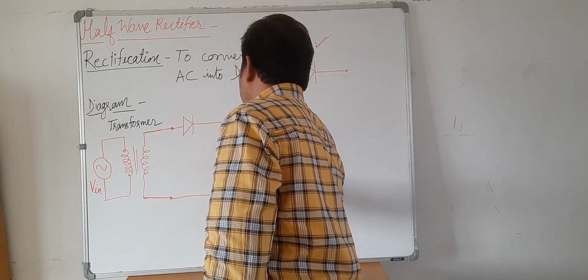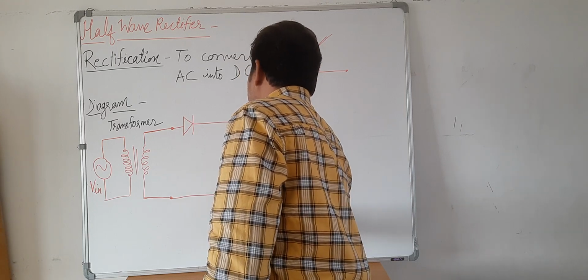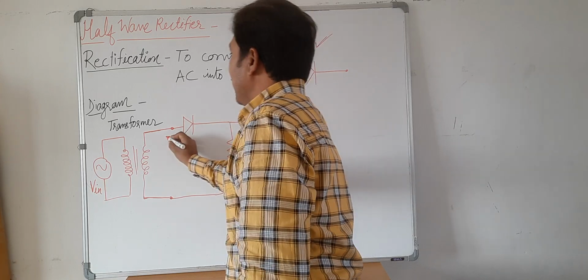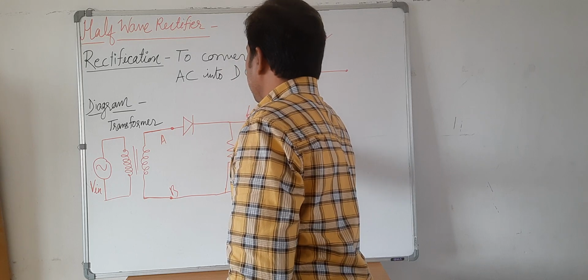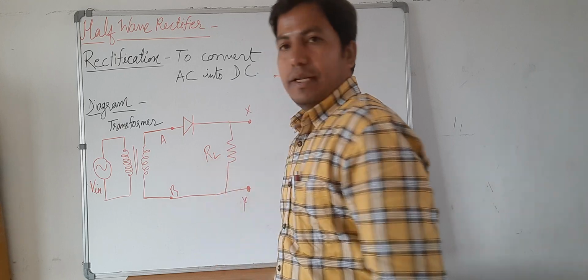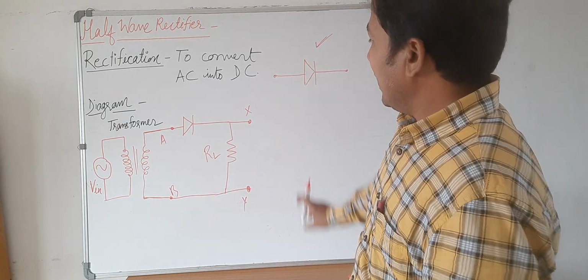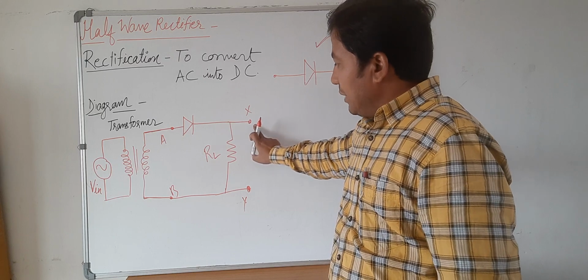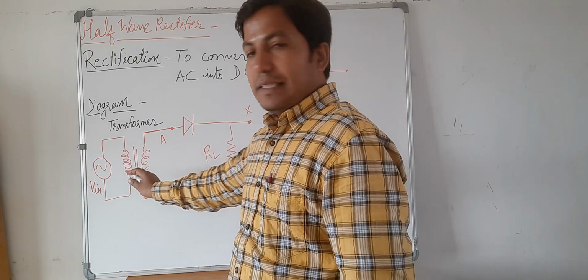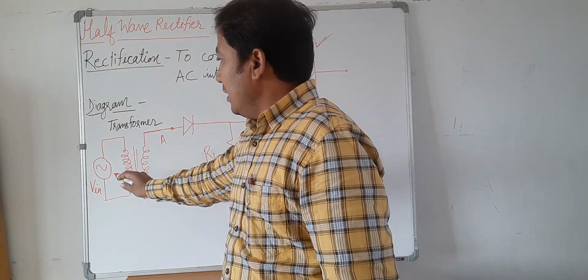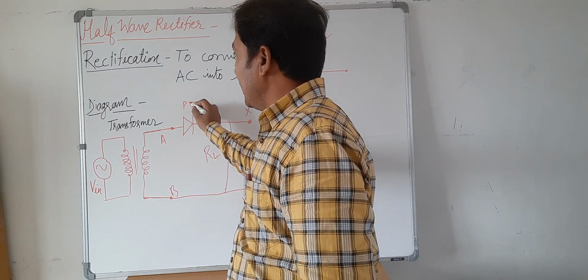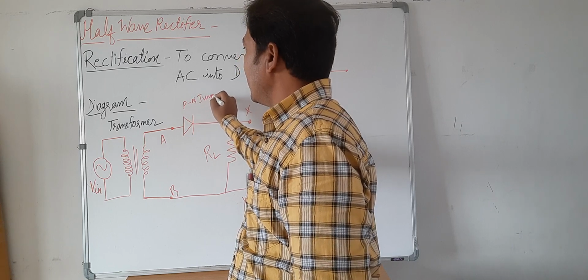Now connect load resistance in this way and draw the output terminals. Name these terminals A and B, name these terminals X and Y, and name the resistance as RL. RL is load resistance. We can measure output voltage between terminals X and Y. So what will happen? This is input alternating voltage, which is input for the diode, the P N junction.